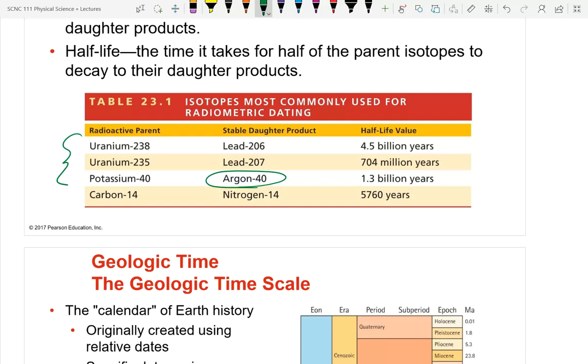Excuse me. So question. The stable daughter product, is that after decays? Yes, okay. That's after decays.